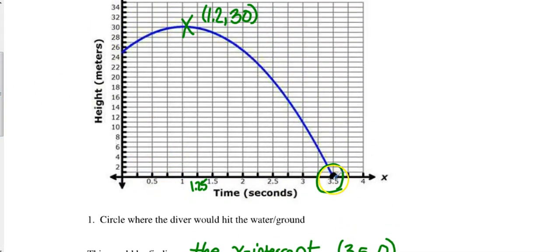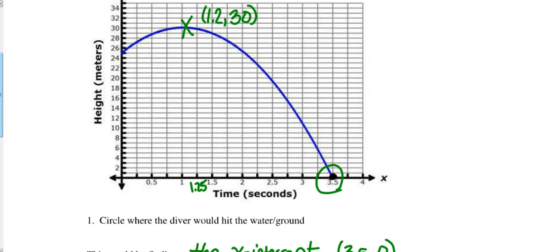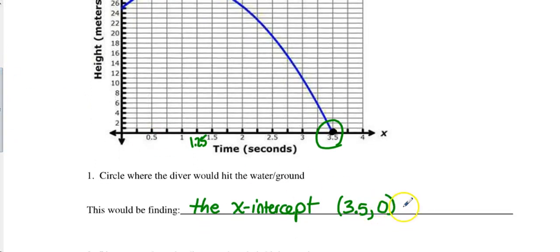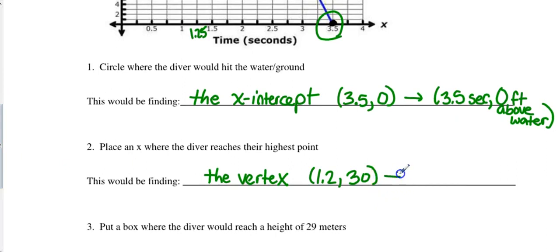first one, at 3.5 seconds, his height away from the water is at 0. So this one meant 3.5 seconds, 0 feet above water. He's literally at the water, 0 feet above it. So how would you interpret this second ordered pair? Give it a try and then we'll see if we match.